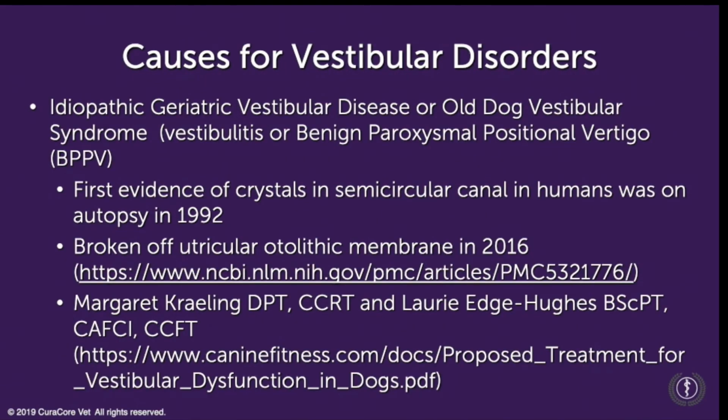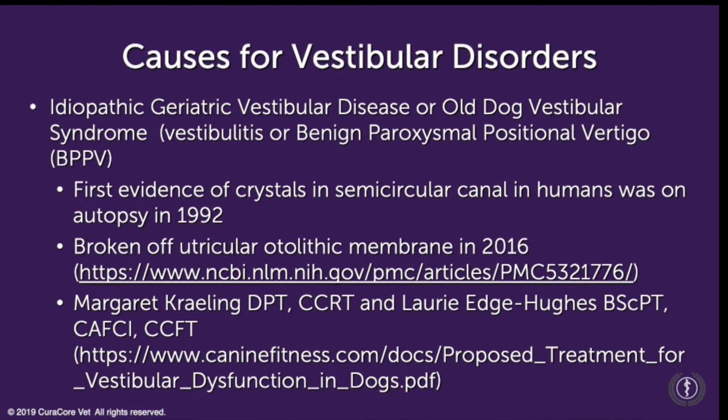So, some causes for peripheral vestibular disorders is a condition called idiopathic geriatric vestibular disease or vestibulitis. Other terminology is old dog vestibular syndrome. And we're not for sure what causes that. Some information suggests that it can come from otitis media or otitis interna that's then affected the vestibular system. Another theory out there in the physical rehabilitation field is it might be something similar to benign paroxysmal positional vertigo, which is a condition we see in humans.